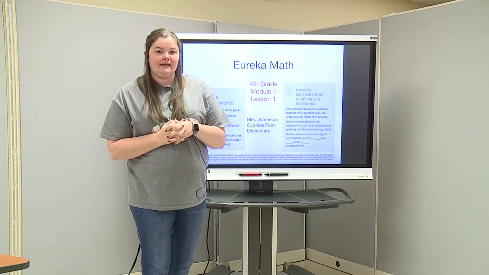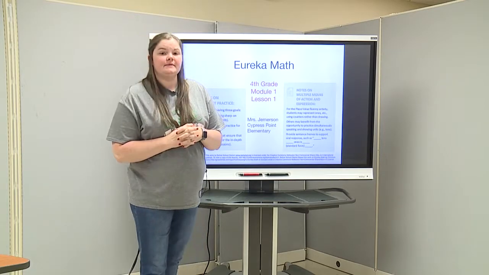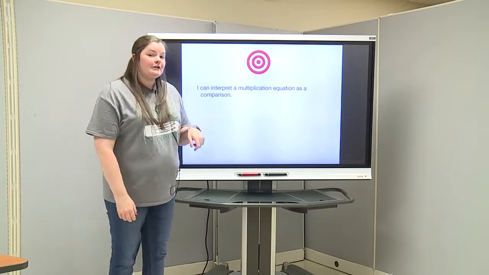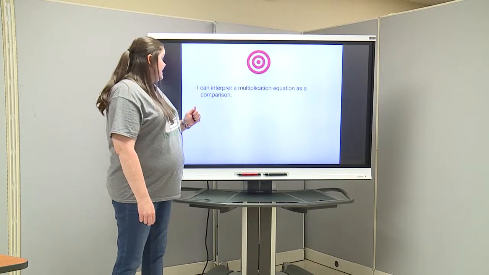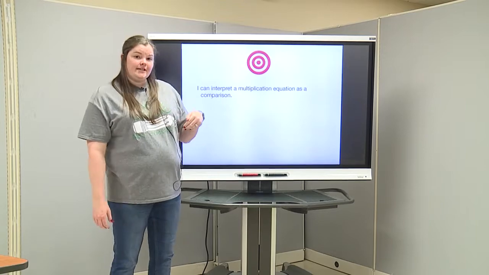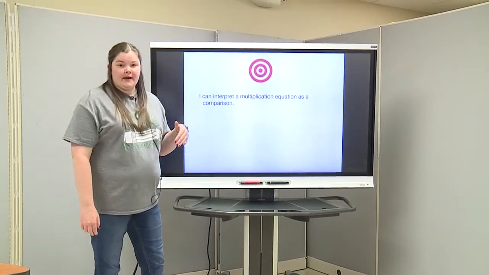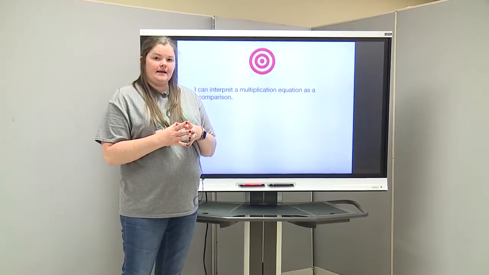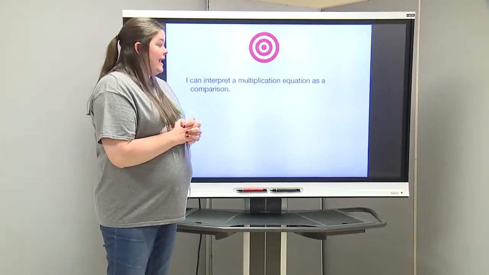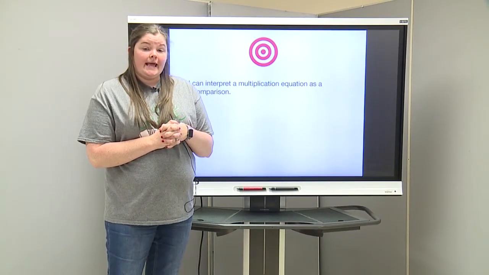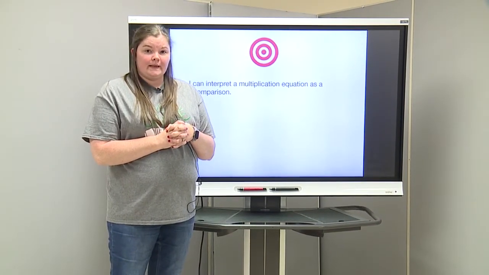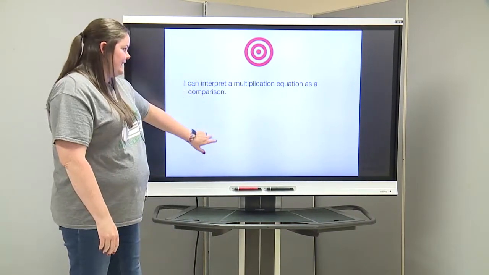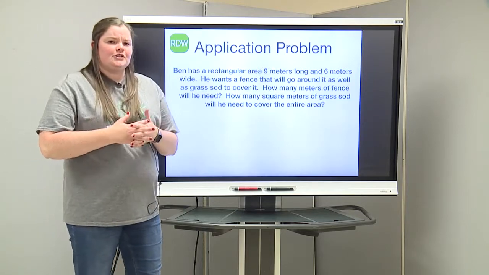Today, I've got a great lesson for you about place value and some different aspects of place value. So let's go ahead and get started. Our learning target or our learning goal today is that I can interpret a multiplication equation as a comparison. We see that word multiplication, so I know that I'm going to be doing something with multiplication. Whenever we do place value, we can consider that as multiplication whenever we move from one place value to the next. Okay? So let's first start with an application problem.